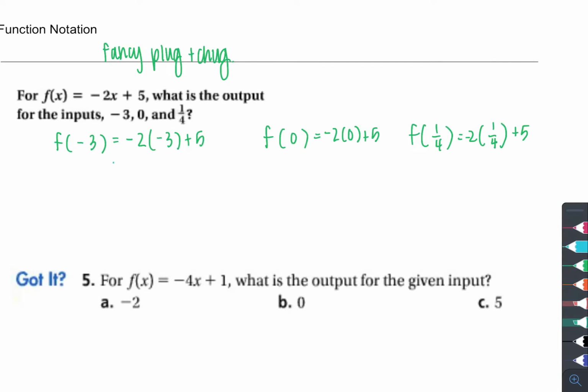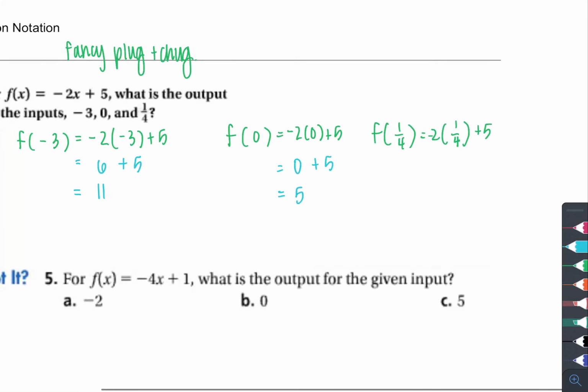All right, I'm going to show you work on these. We have to follow PEMDAS. A lot of people have been forgetting it. -2 times -3 is 6. And then 6 plus 5 is 11. F of 0, -2 times 0 is 0. Plus 5 is 5. Finally, we have -2 times 1/4 is -1/2. Plus 5 is 5. I'm sorry, not 5. 4.5.